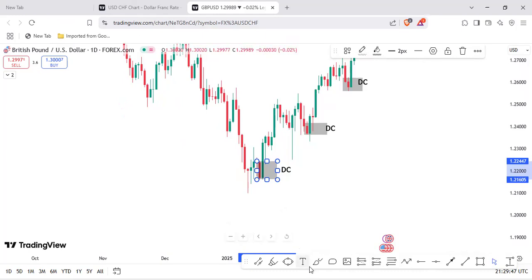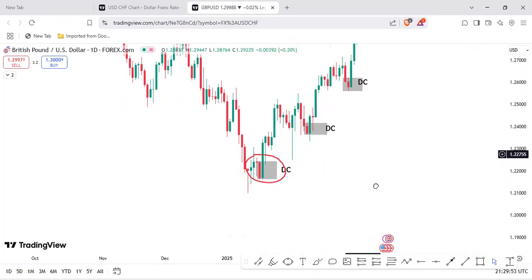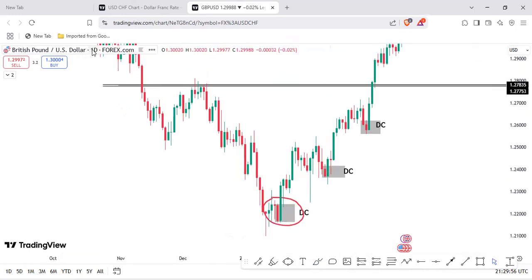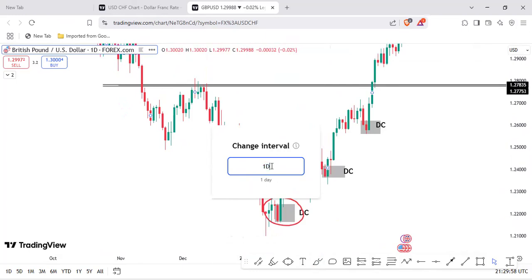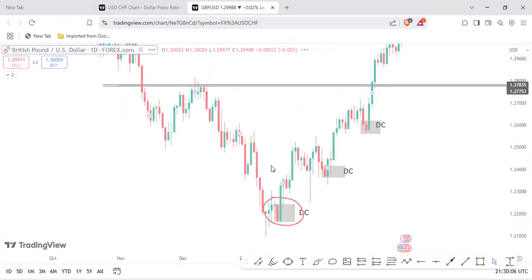So now let me circle this, and let's go over to 4 hours. For me to show you, this is the first one. Let's now see what the market was doing on the 4 hours. H4. Okay. Enter.